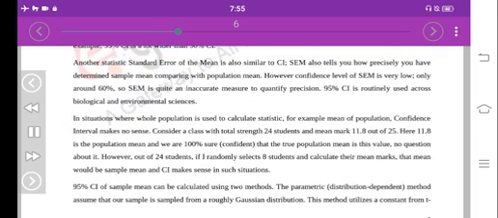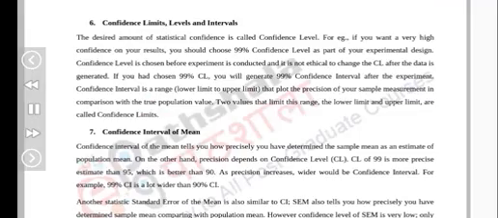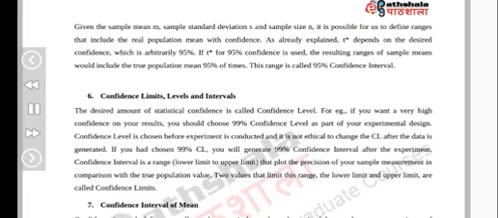Statistical applications in environmental sciences. Given the sample mean m, sample standard deviation s and sample size n, it is possible for us to define ranges that include the real population mean with confidence. As already explained, t* depends on the desired confidence, which is arbitrarily 95%. If t* for 95% confidence is used, the resulting ranges of sample means would include the true population mean 95% of times. This range is called the 95% confidence interval.